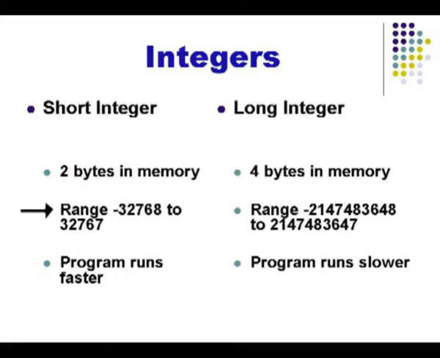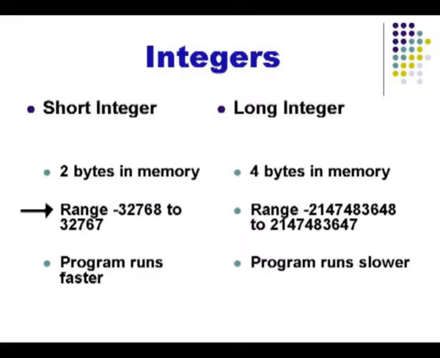Now, what is the meaning of this word range? Range represents the lowest possible and the highest possible value that can be represented using this data type. So, a short integer can represent values between minus 32768 to plus 32767 and all the values that come in between. Program runs faster when we use short integers.